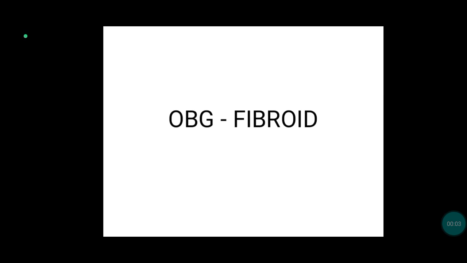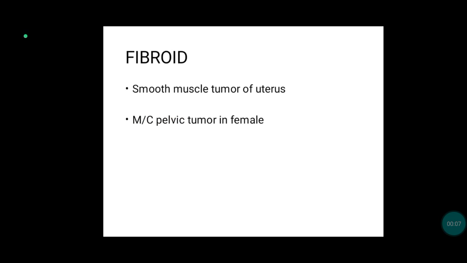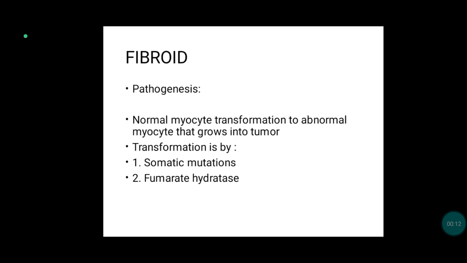Fibroid. Fibroid is a smooth muscle tumor of uterus, and it is the most common pelvic tumor in females. So, how does this fibroid develop? The pathogenesis of fibroid says there are actually many ways that a fibroid can develop, but most common are by two means.